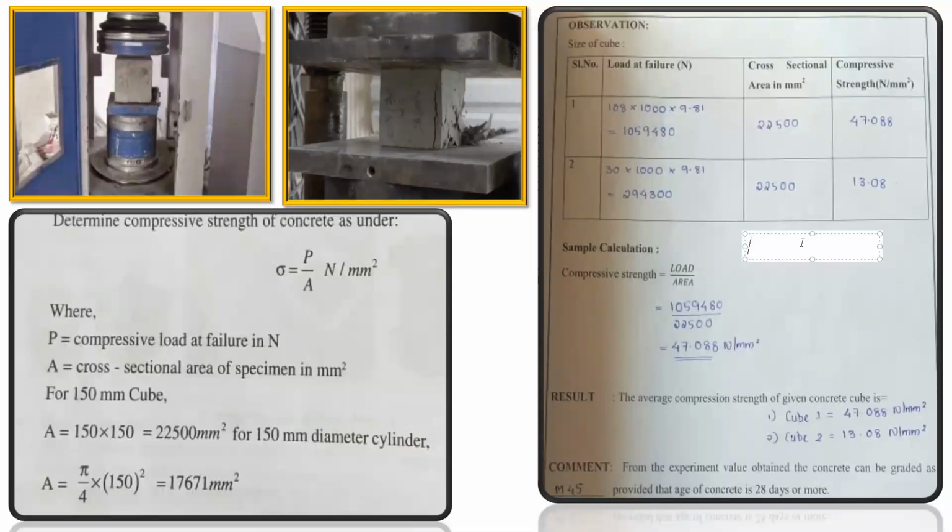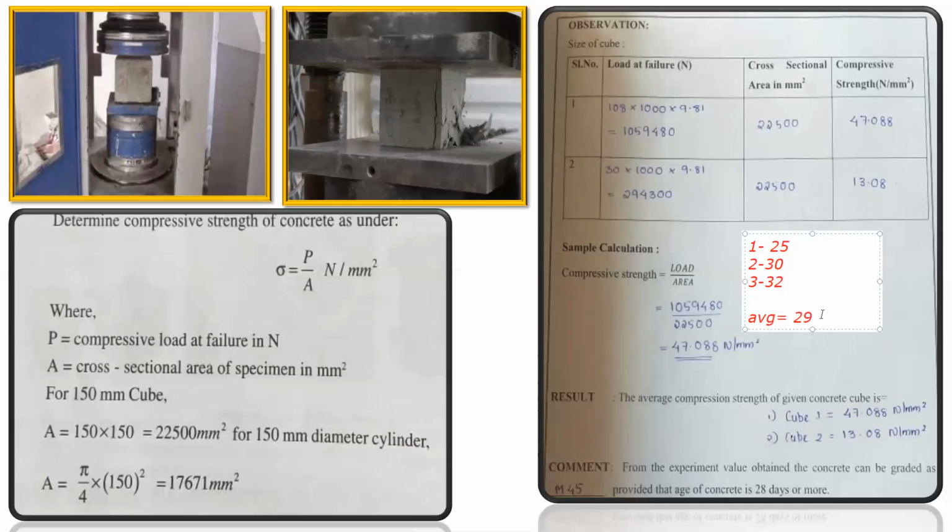We need to understand the fundamentals of this. Let us say in the first cube you got a result of 25, I'm taking some random number. Second cube I got a value of 30 newton per mm square, and the third sample I got 32. Now if I take the average, 25 plus 30 plus 32, divided by 3, I'm getting 29. So my average strength is 29 newton per mm square.